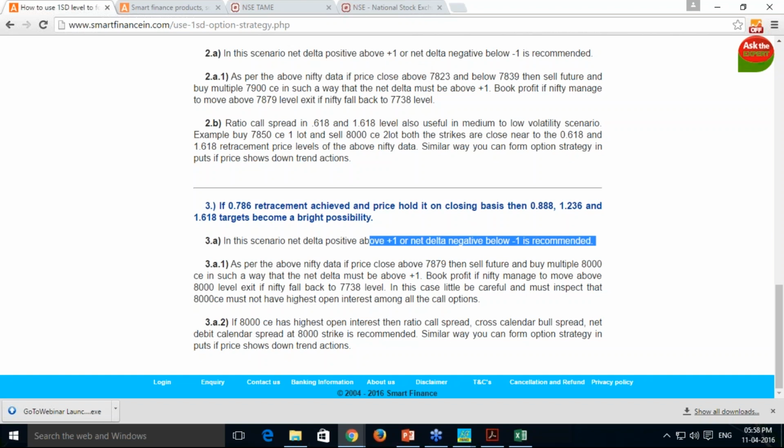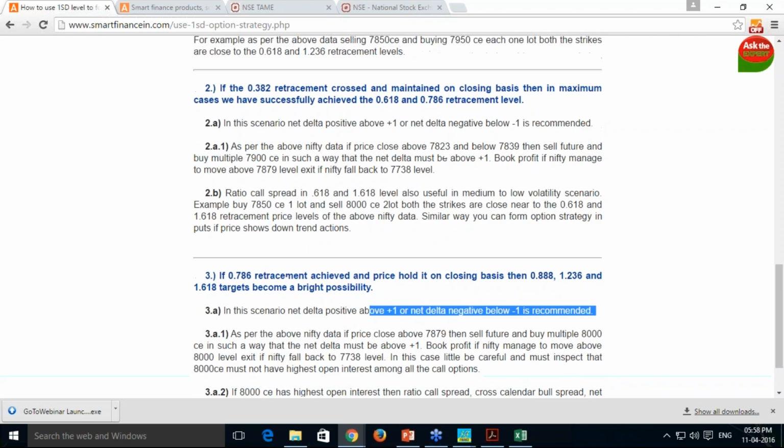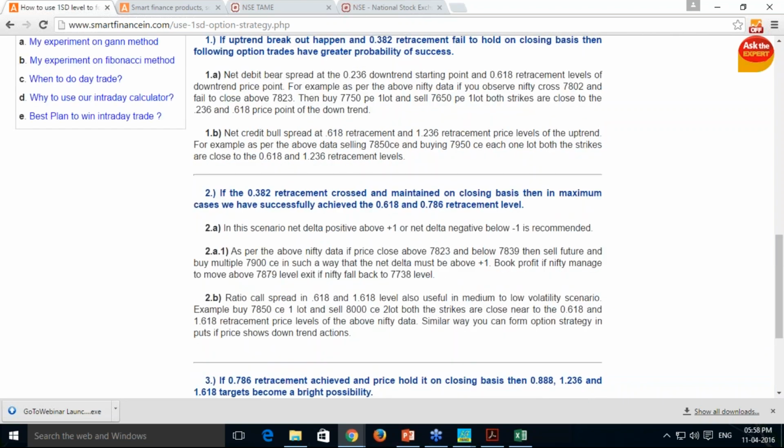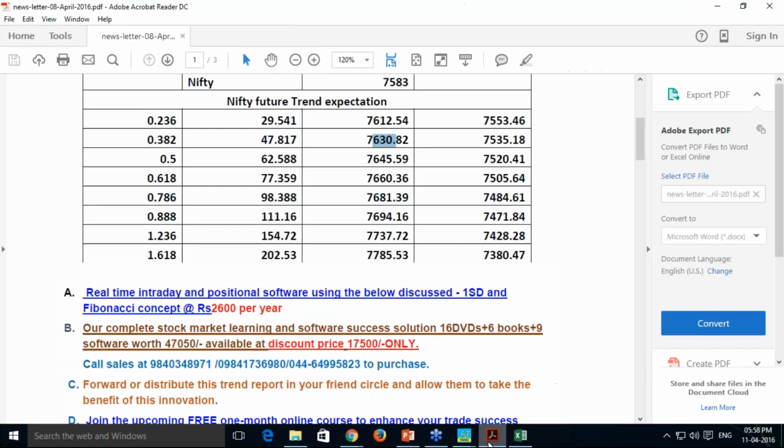This also you can form. So the objective of these strategies is, I can conclude in this order: whenever you have a clear trend breakout and you are finding that the trend has enough strength to take you to the death zone level or beyond that, then form a net delta positive or negative strategy in the direction of the trend.